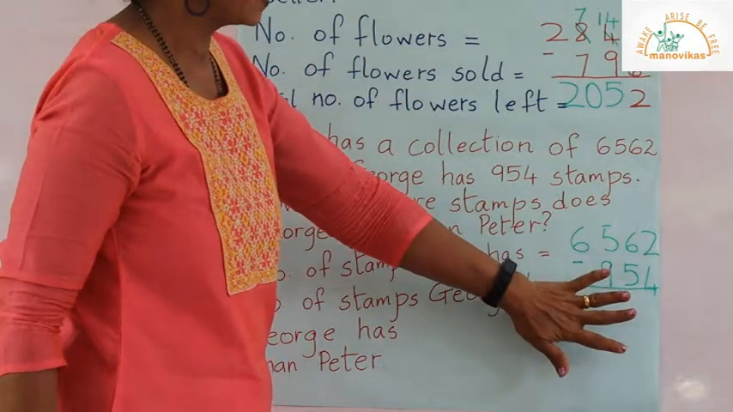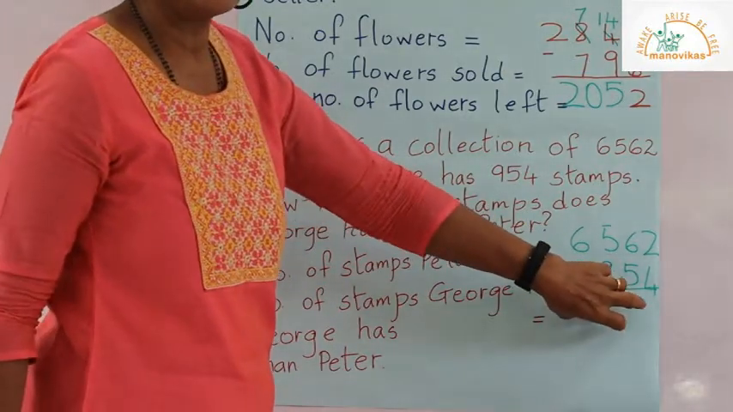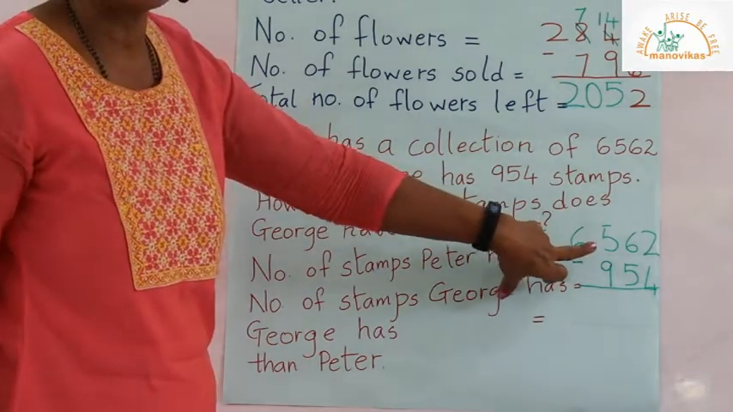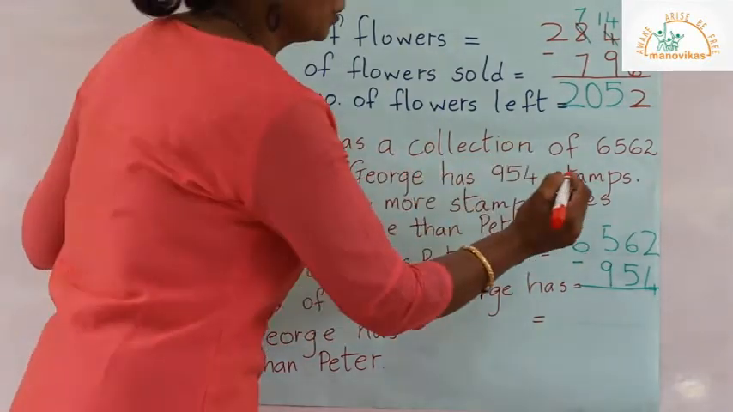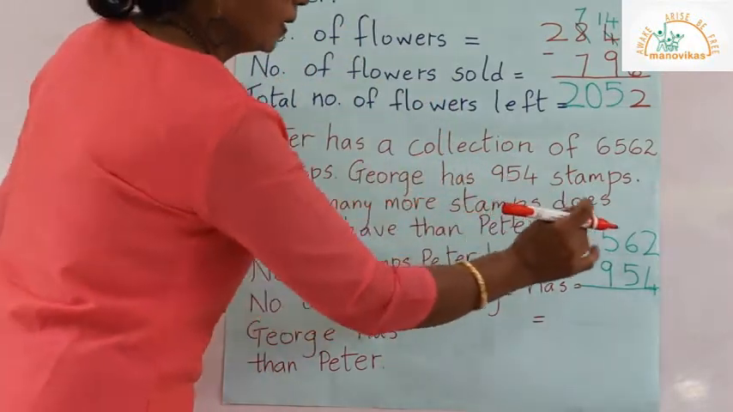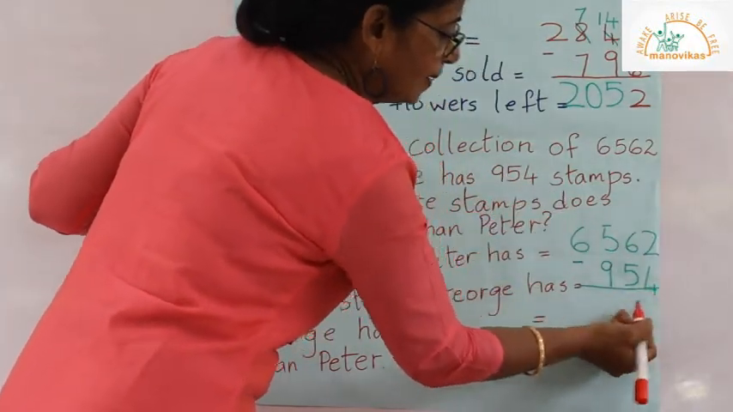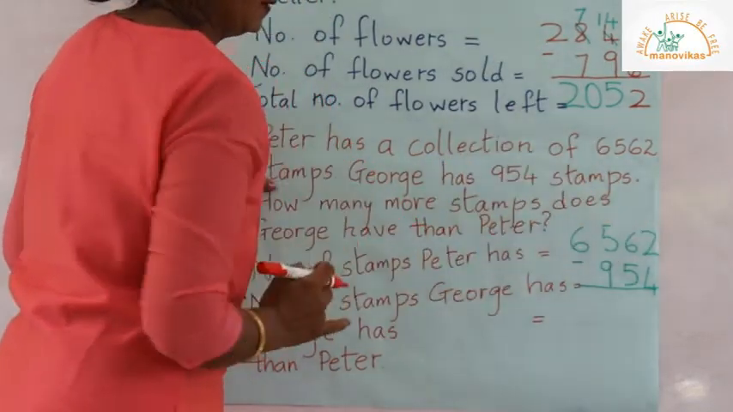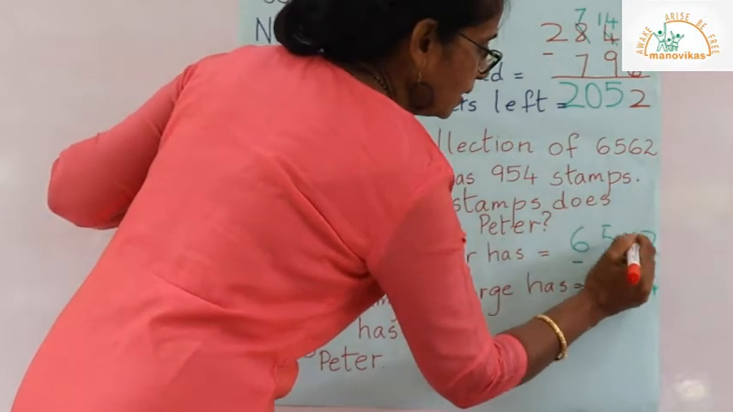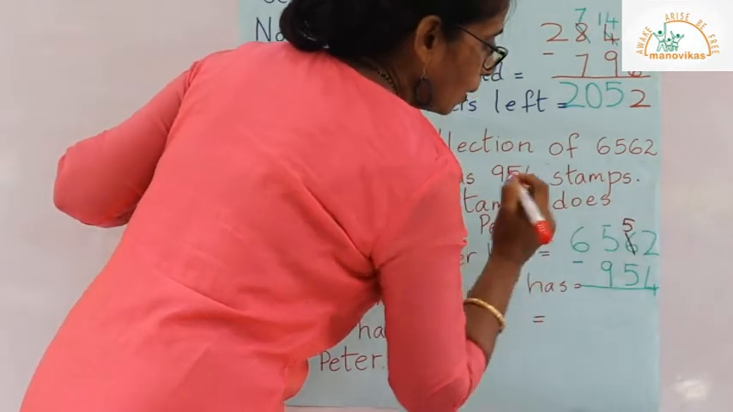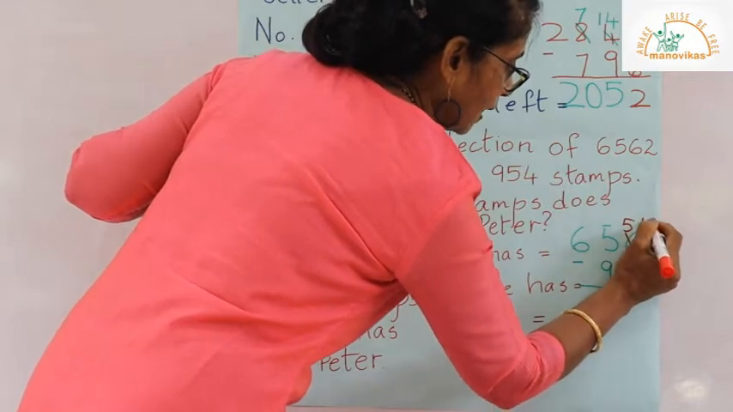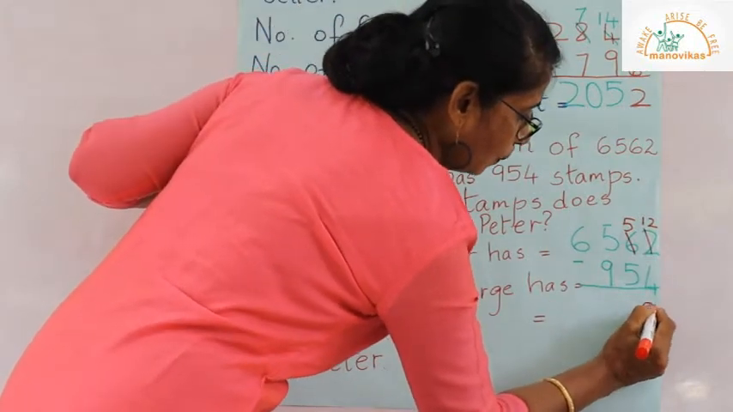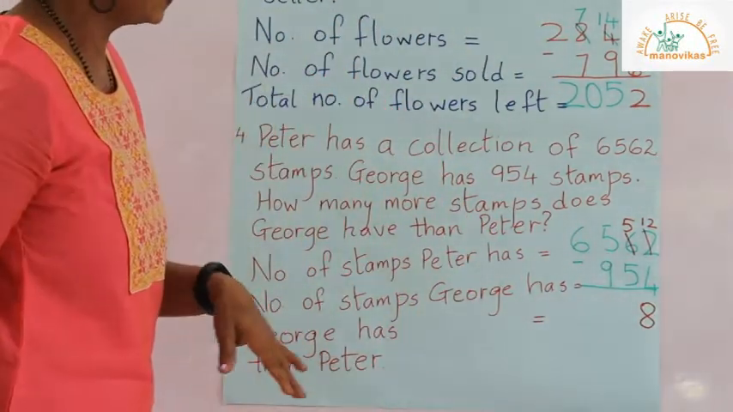Here again, George has a 3-digit number of stamps, while Peter has a 4-digit number. So please see that you put your numbers in the place value. We have a bigger number in the ones place and a smaller number on top in the ones place. It is 2. So we need to take 1 and this number becomes 12. So when we minus 4 from 12, we get the answer as 8.